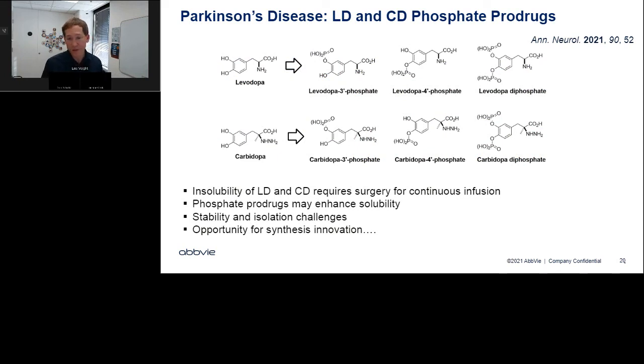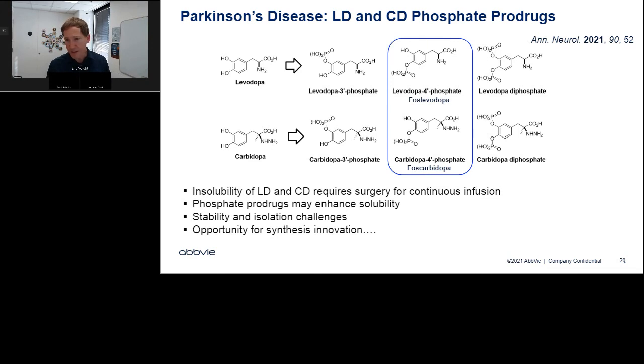So one idea for this was to make a phosphate prodrug. And while there were some examples of phosphate prodrugs of phenols in the literature, there were still gaps that hadn't yet been filled in considering what impact that could have on Parkinson's disease. So there was really an opportunity for synthesis innovation here because of the stability and isolation challenges in making these very highly polar, highly functionalized molecules.